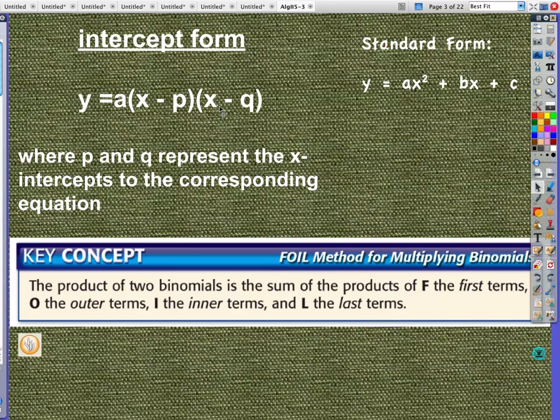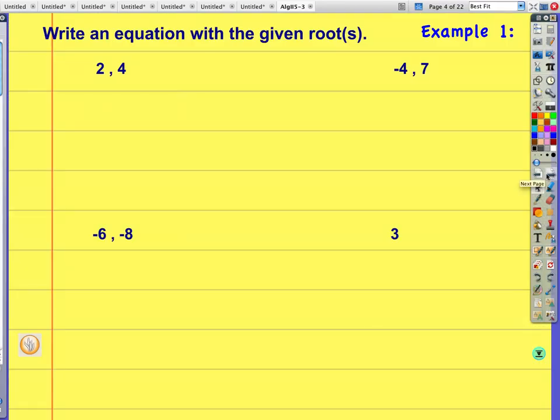FOIL is on here mostly because we also need to know that we are going to be foiling and doing the reverse FOIL, which is basically factoring. Okay, so a times x minus p times x minus q. We're not going to worry about the coefficient at this time.